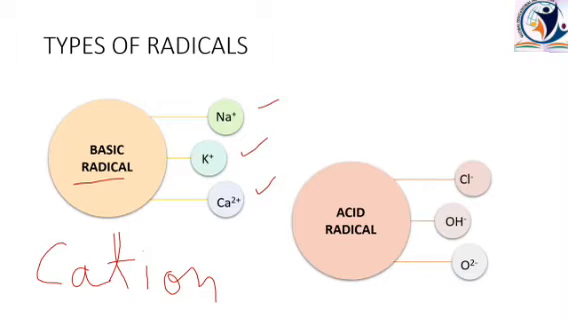Similarly, the second type is acid radicals. They are also called anions. They have a negative charge on them. For example, Cl minus, OH minus, O2 minus. So there are two types of radicals, basic radical and acid radical. They are also called cation and anion.